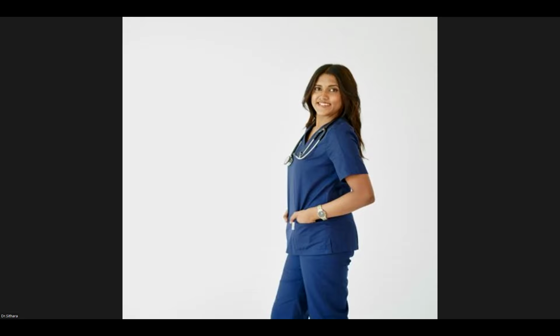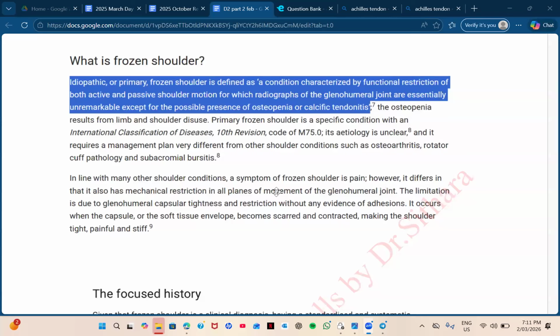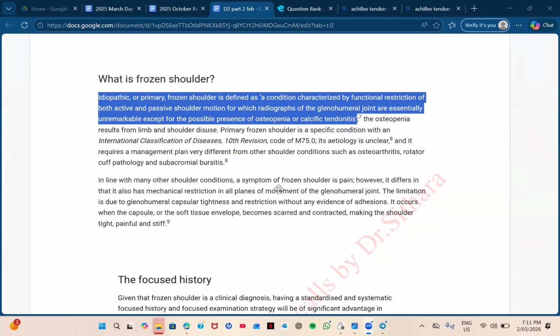So what do you know about frozen shoulder? What's another name for frozen shoulder? Tell me another name for frozen shoulder. What, doctor? Adhesive capsulitis. Yeah, adhesive capsulitis, right? Okay.